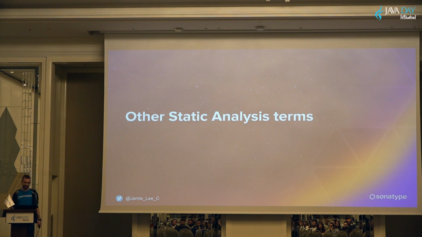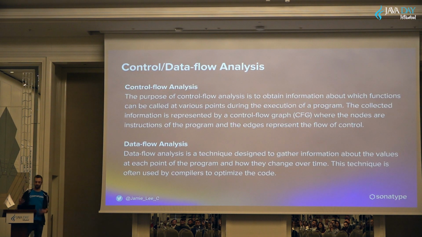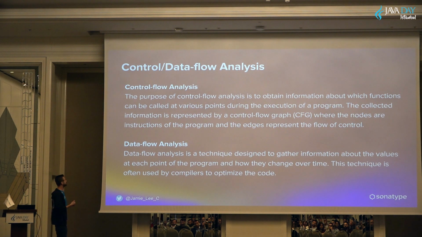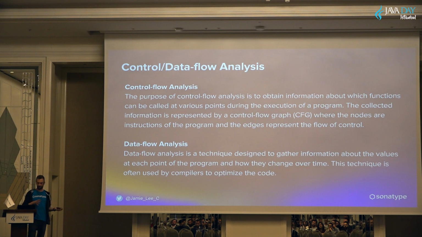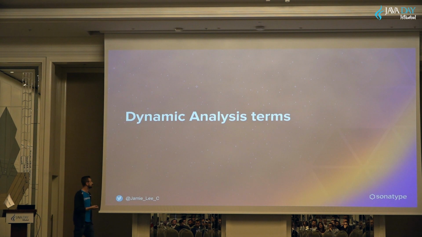So a few other static analysis terms. First of all, control and data flow analysis. Control flow is essentially watching the flow of your data as it goes through the system, and you can represent it in a graph. It knows what instructions are going in, and it figures out the edges of your system. You also have data flow analysis, and this is very similar. It's basically designed to gather data about different parts of your system over time, and it's often used to optimize your code to make your applications run faster.